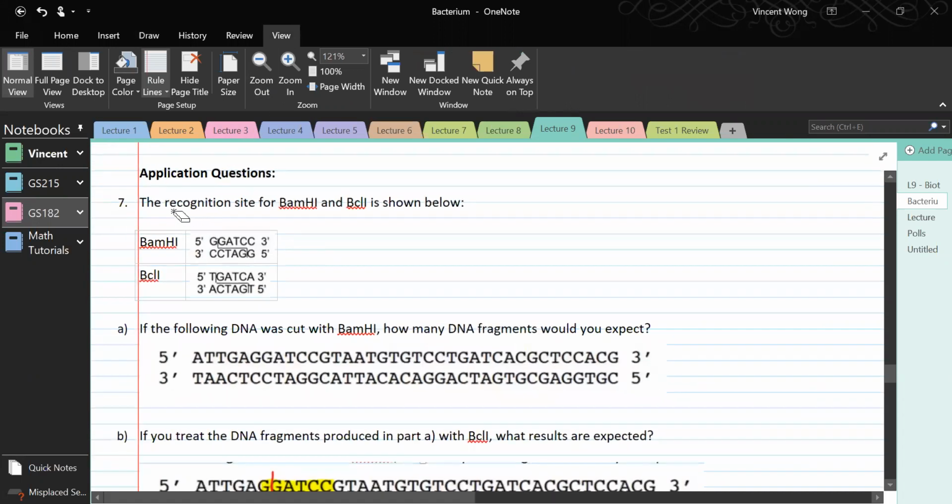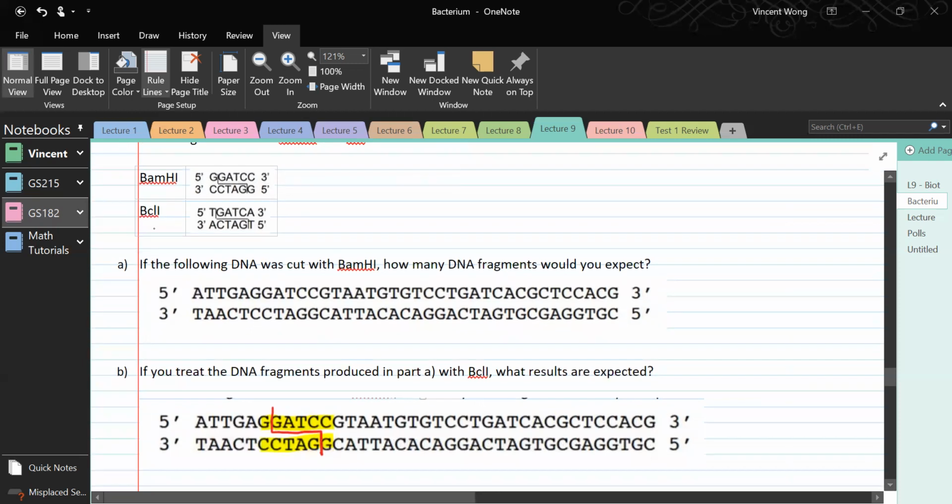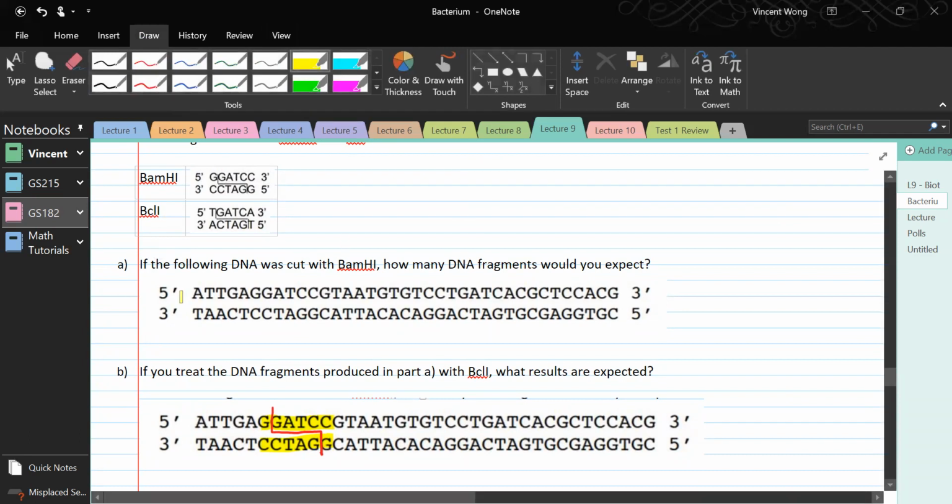So in this question, it says the recognition site for BamHI and BclI is shown below. Okay, so these are restriction enzymes, and these are the sites that they are going to be recognizing. So we have the following DNA being treated with BamHI. How many DNA fragments would you expect? All you have to do is look for GGATCC on the sequence. Just scan through the sequence and then you will find, oh, GGATCC right here, right?